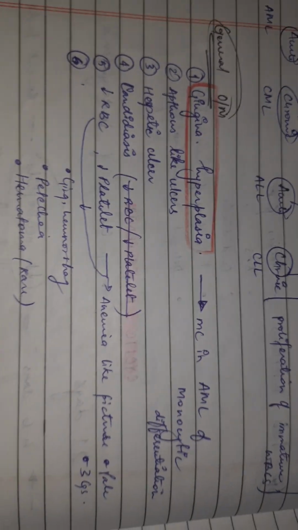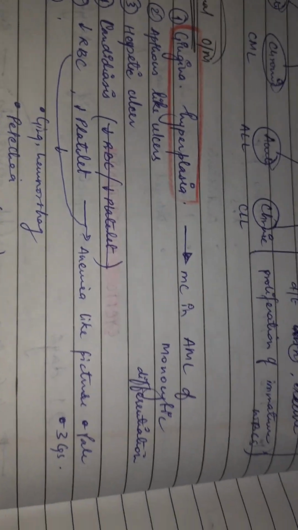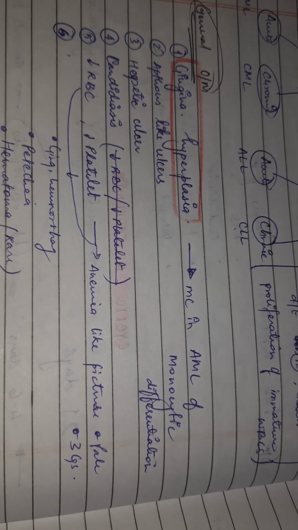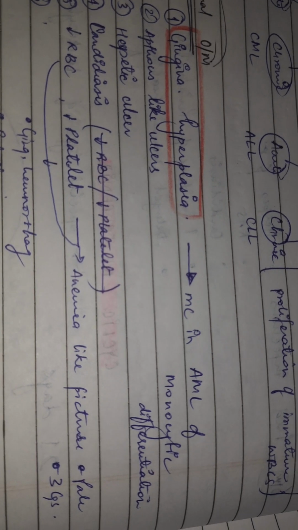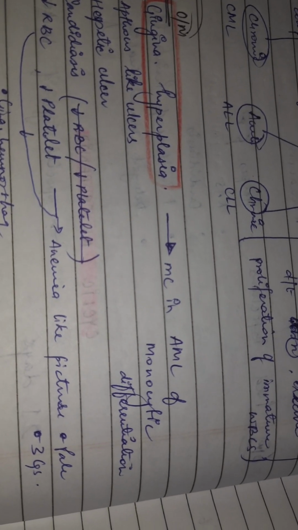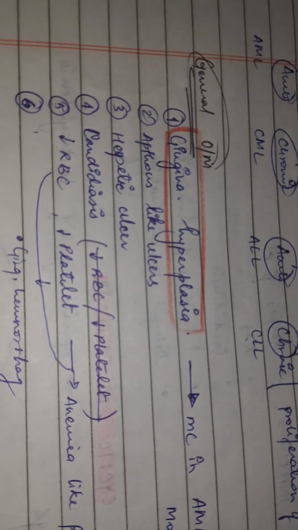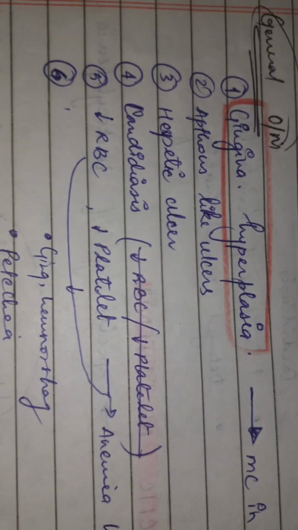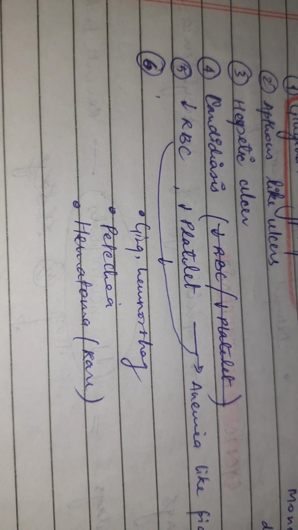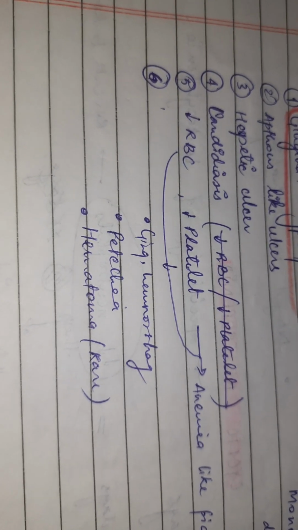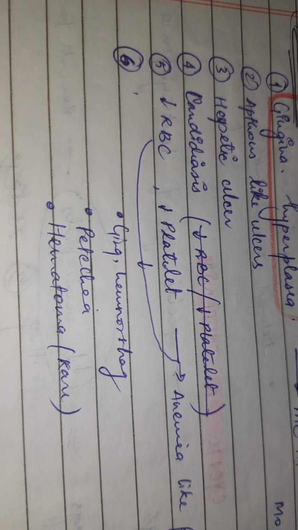General oral manifestations are gingival hyperplasia, most common in acute myeloid leukemia, most commonly of monocytic differentiation. Then aphthous-like ulcer, herpetic ulcer, candidiasis, and, due to decreased WBC, anemia-like picture, pallor, and the 3 Gs: glossitis, glossopyrosis, and glossodynia. And in case of decreased platelets, gingival hemorrhage, petechiae, and rarely hematoma are seen.